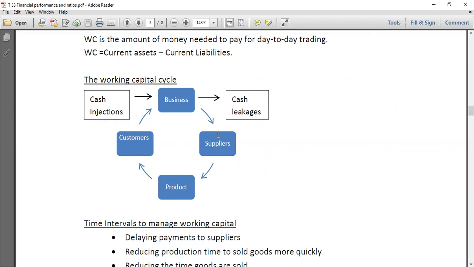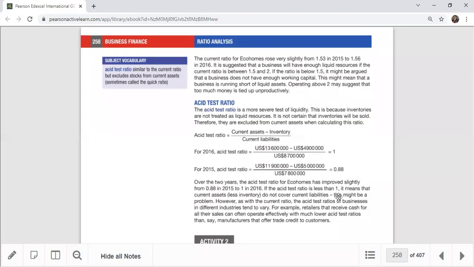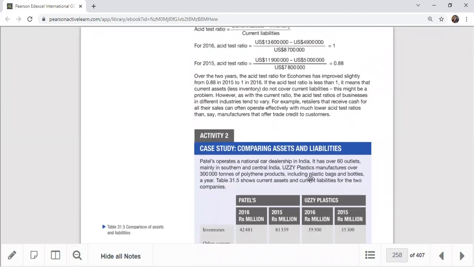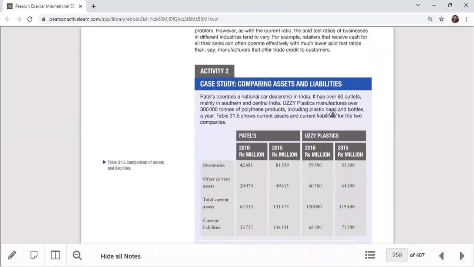This is the cash flow cycle, the working capital cycle of a business organization. That's why liquidity is really important, in order to know the liquidity level, like whether the business is bankrupt or not. Okay, so let's look at Activity 2, a case study comparing assets and liabilities.